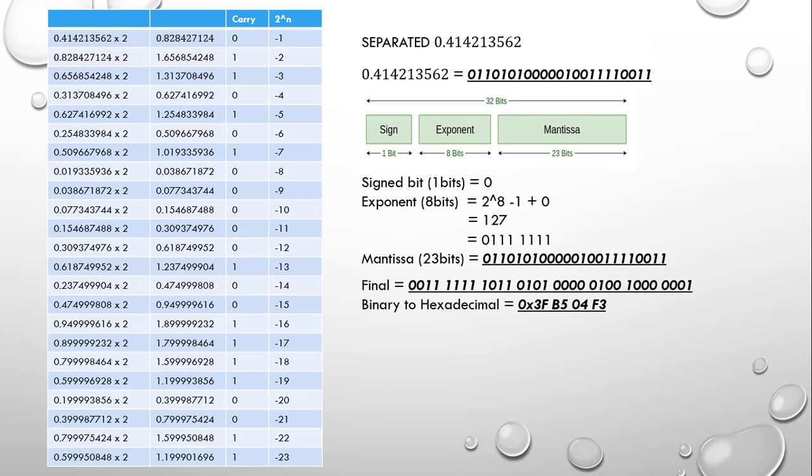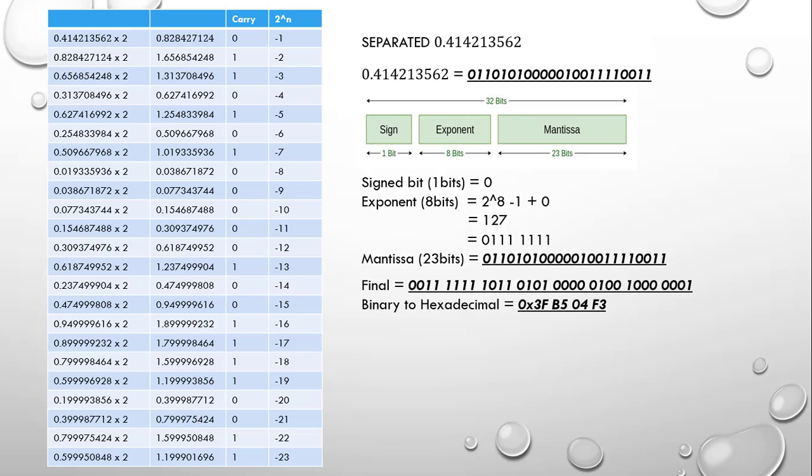We have to stop the multiplication process when there is a repeating answer after the multiplication by 2, or when it hits 23 times, as the mantissa maximum is 23 bits only. So the carry for the 0.414213562 is 011 01 01 00 001 00 11 11 0011. This is in 23 bits.